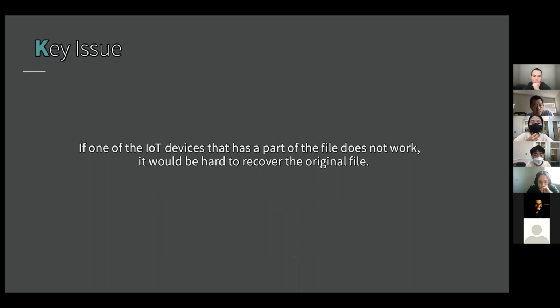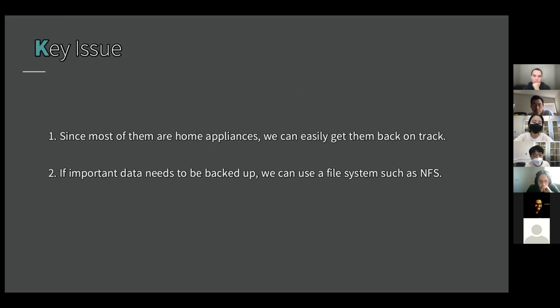However, here's a key issue of our storage system. If one of the IoT devices that has a part of the file does not work, it would be hard to recover the original file. But we can think of the following facts. First, since most of them are home appliances, we can easily get them back on track. If important data needs to be backed up, we can use an additional file system such as NFS.